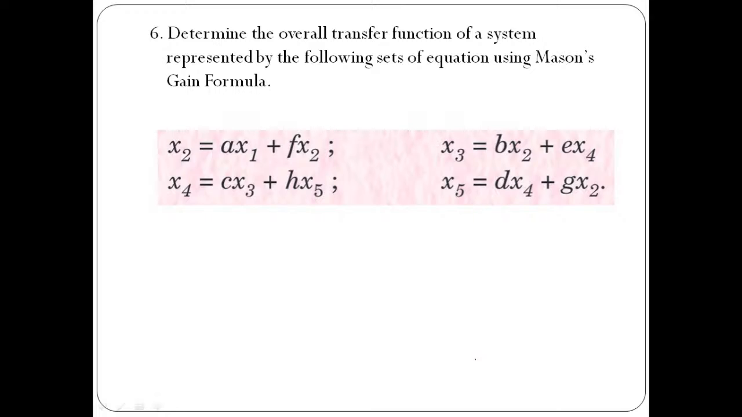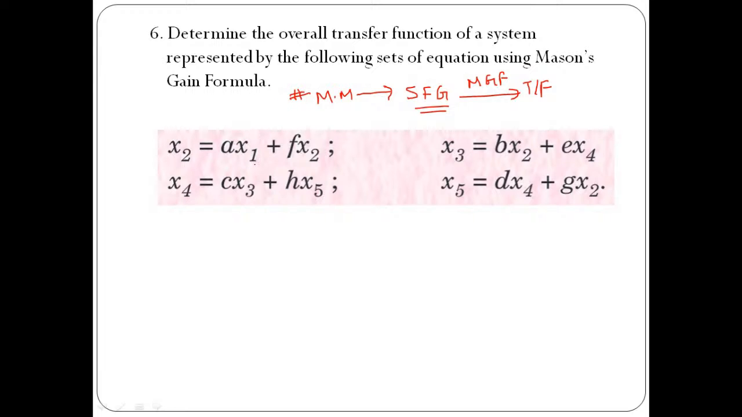If you know the mathematical modeling of the system, how to find out or how to draw its signal flow graph, apply that same logic in this case to first convert this mathematical modeling of the system into a signal flow graph. And once you know the signal flow graph, apply the logic of Mason's gain formula to find out its transfer function. This is the hint to solve this particular numerical.